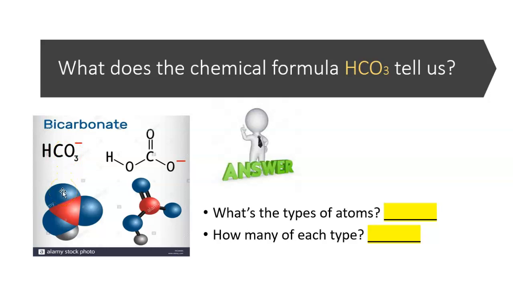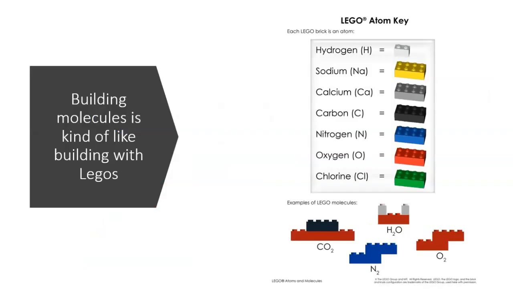But how many of each type? How many hydrogens do you see? How many carbons and how many oxygens do you see? We could go over here and look at the letters and count them up, or we could remember that if we see no number right here, no little subscript number, that means 1. So there is 1 hydrogen, 1 carbon, and 3 oxygens in every bicarbonate molecule.